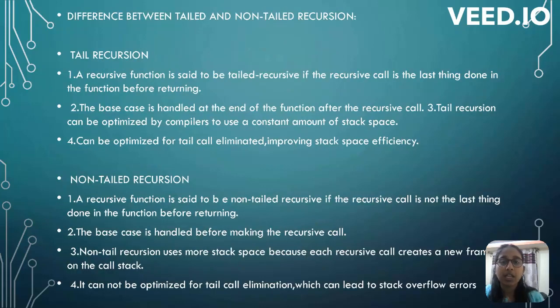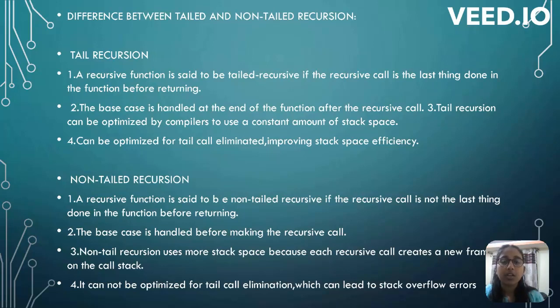Difference between tail and non-tail recursion. Tail recursion: a recursive function is said to be tail recursive if the recursive call is the last thing done in the function before returning. The base case is handled at the end of the function after the recursive call. Tail recursion can be optimized by the compiler to use a constant amount of stack space, though there are limitations, improving stack space efficiency.